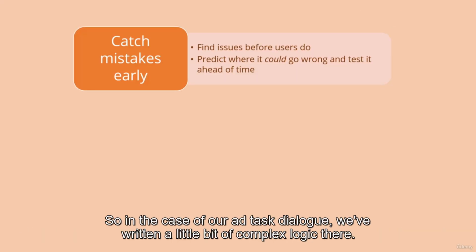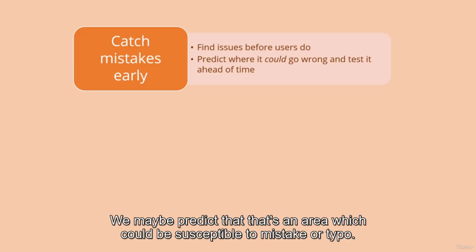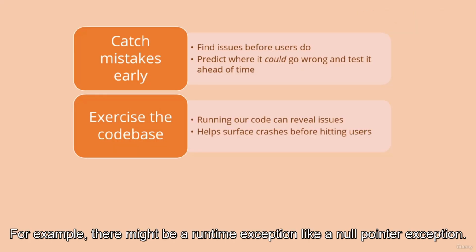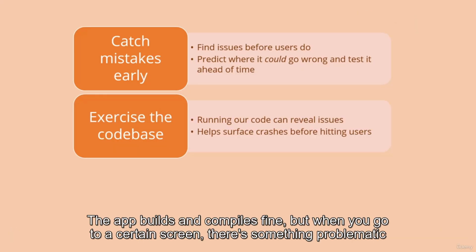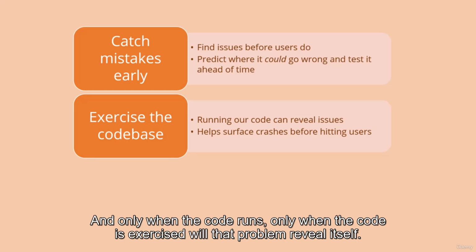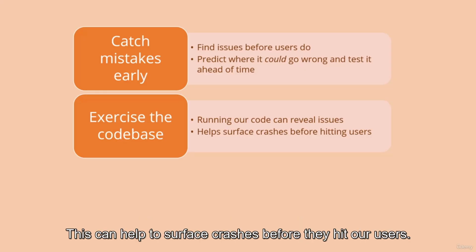So in the case of our add task dialog, we've written a little bit of complex logic there. We maybe predict that that's an area which could be susceptible to mistakes. It might be a runtime exception, like a null pointer exception. The app builds and compiles fine, but when you go to a certain screen, there's something problematic in the code, and only when the code runs, only when the code is exercised, will that problem reveal itself. This can help to surface crashes before they hit our users.